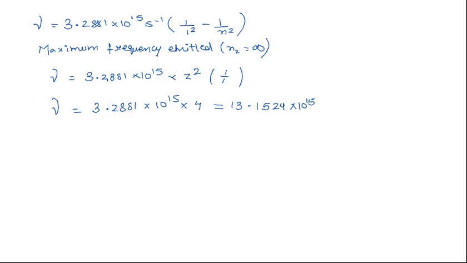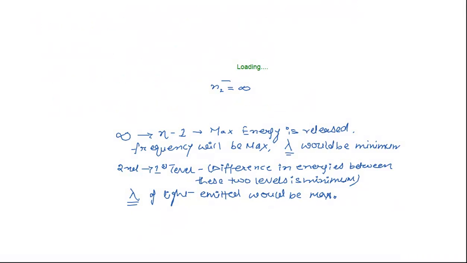Wasn't it a very simple question? It is, actually. So this is our answer. Let's see if there is any option matching. 10 to the power 15, and this would be hertz. So what was our option? We can write it as 13.1 into 10 to the power 15. Can I write it as 1.31 into 10 to the power 16 per second? Per second is hertz. So this is your answer.